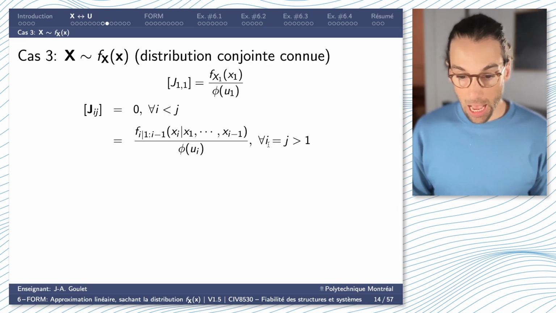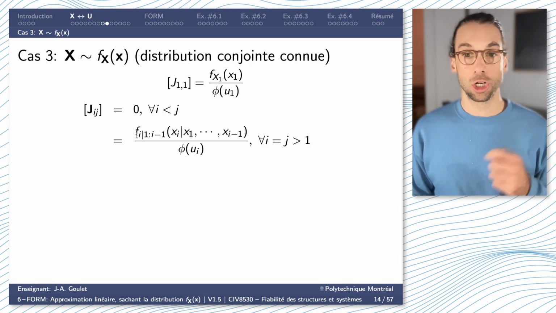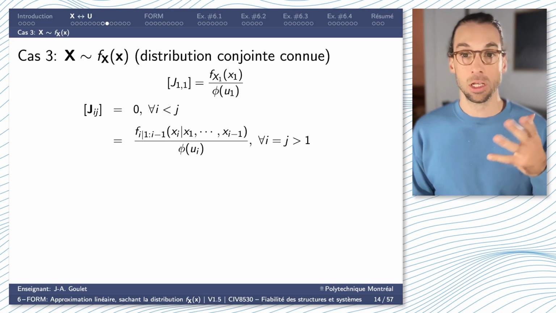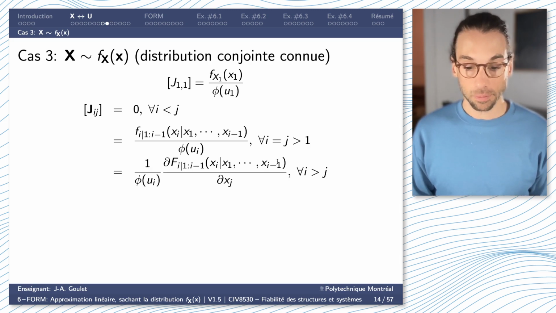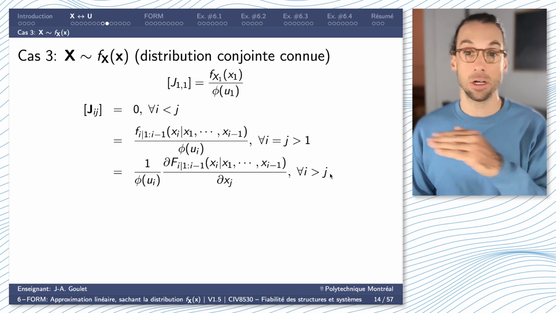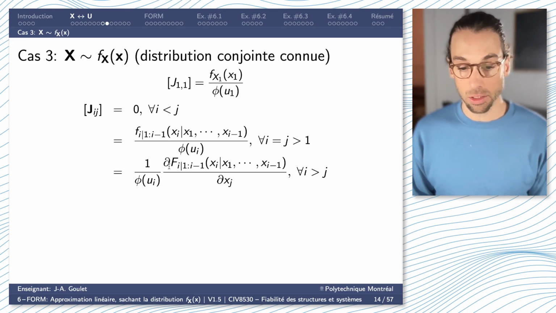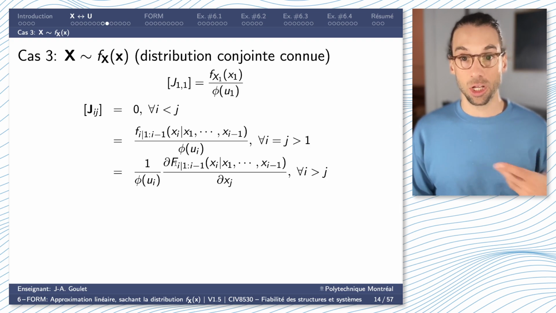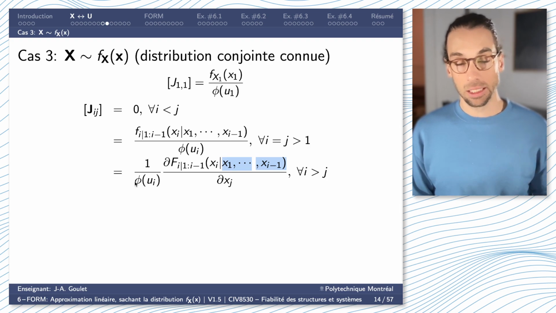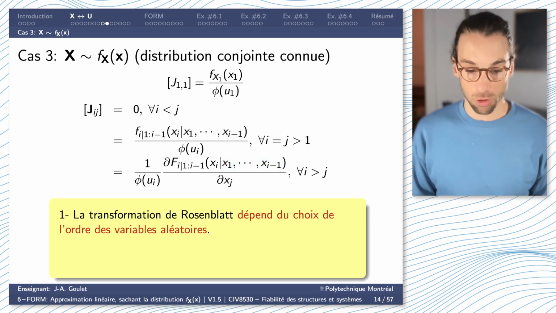Then for all i equal to j, my main diagonal, I'm going to have this term. It's going to be equal to my conditional PDF of xi given the previous variables, divided by the standard normal PDF of ui. For i greater than j, so my number of lines greater than my number of columns, I'm going to have this term here. This is going to be the partial derivative of the conditional CDF of xi given the previous variables with respect to xj, and I'm going to divide here by the standard normal PDF of ui.